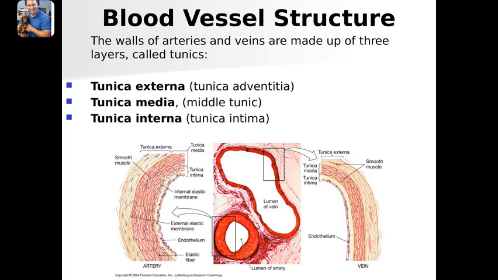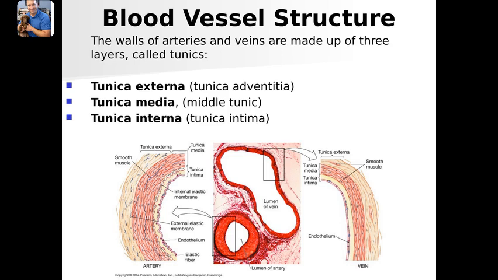The tunica media, when I say media, you should think muscle. So the middle aspect of any artery is going to have this smooth muscle layer, which allows it, under the control of the autonomic nervous system, to dilate and constrict. This is what allows us to change the diameter of the blood vessels.